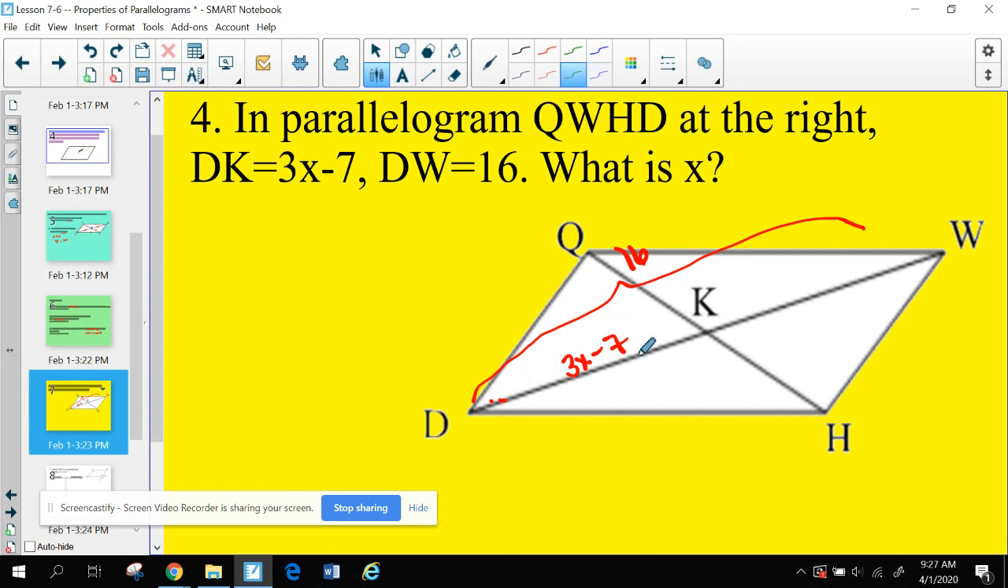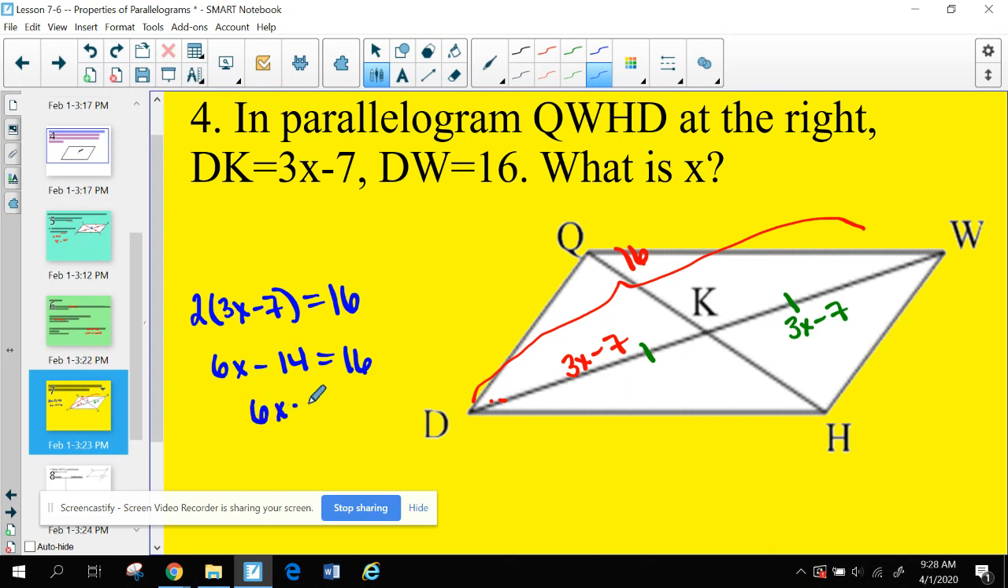Couple options here. We know these have to be congruent. The diagonals bisect each other. So you could also write this as 3x minus 7, and you could add those up to equal 16. Possibly a little faster algebraically is that I could just multiply 3x minus 7 by 2. That has to also equal the entire length of 16. So I use my distributive property, add 14 over, and we should get that x equals 5.